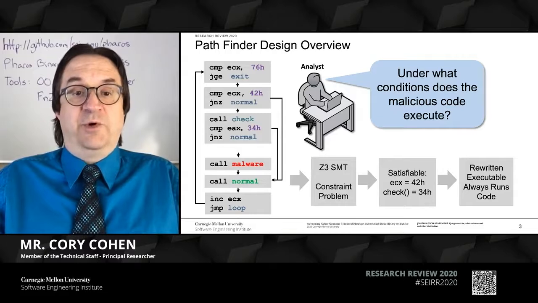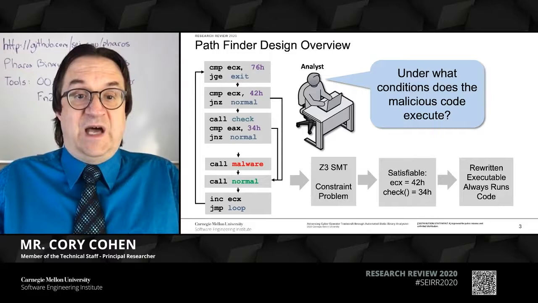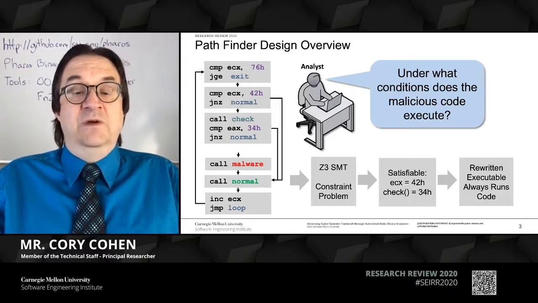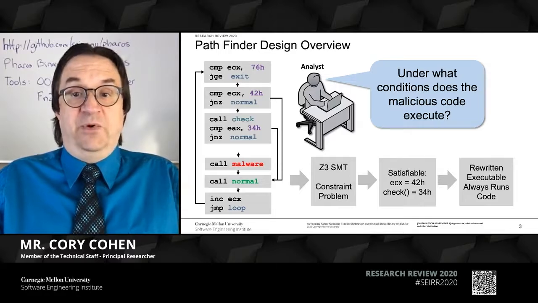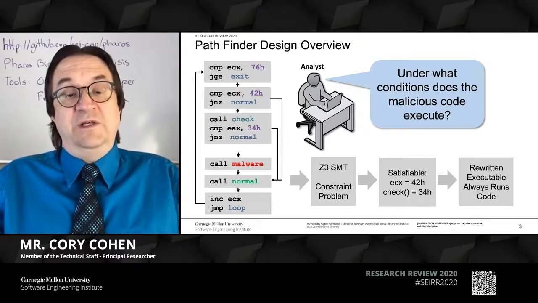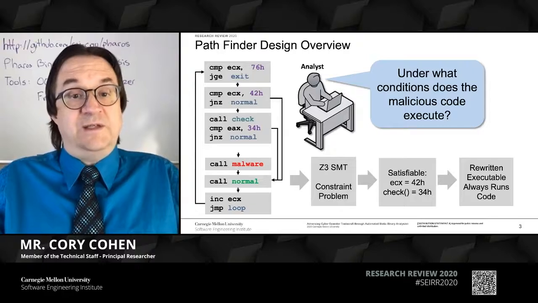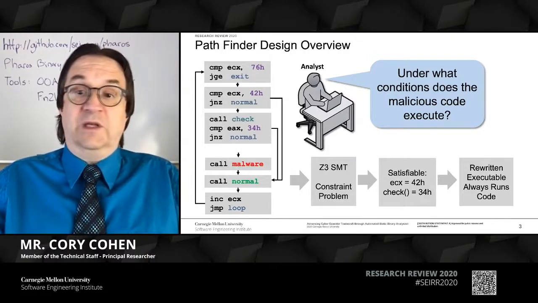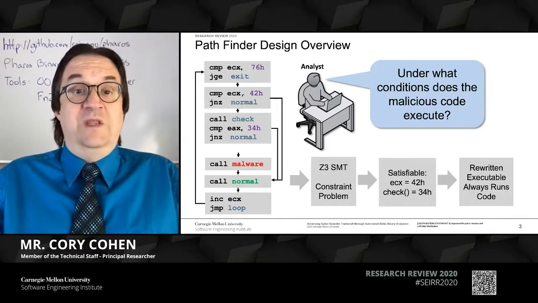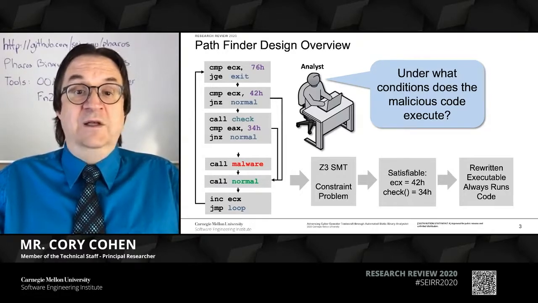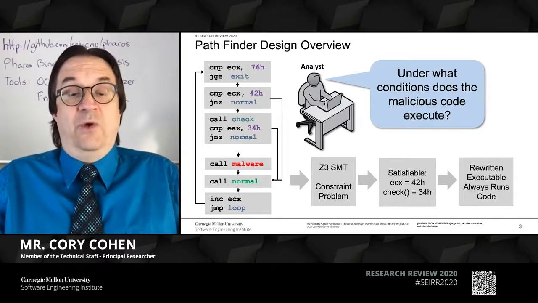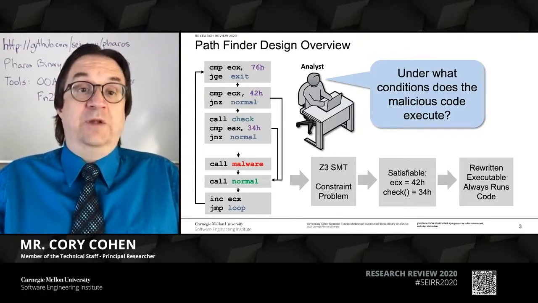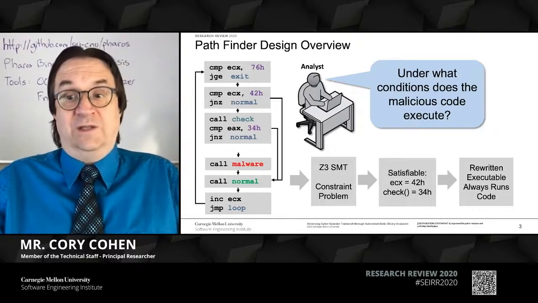Basically, it takes an algebra problem, a Boolean algebra problem, and says, is this satisfiable given all these constraints? Which we can think of as, is this code reachable under a given set of input constraints? And the SMT solver will come back and either say, no, this is not satisfiable, or yes, it is satisfiable, and it's satisfiable under the following conditions. For example, when the ECX register is 42 hex, and when the check system call returns 34 hex, then the point in the program that you were interested in reaching executes.